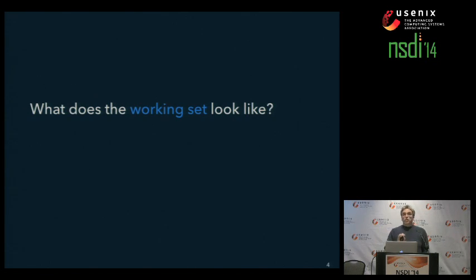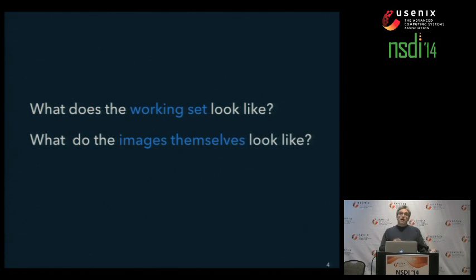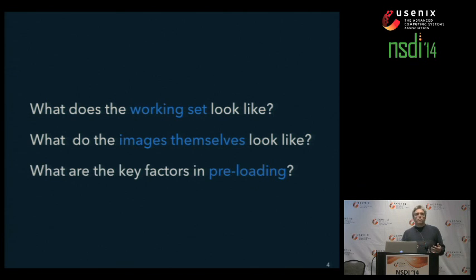One of these is, what does the working set look like? If we were to look at the popularity of images, how many we use in a typical day, et cetera, what does that look like? What do the images themselves look like at a block level? And what are the key factors that govern whether it makes sense to start preloading these images onto disks in anticipation of requests?